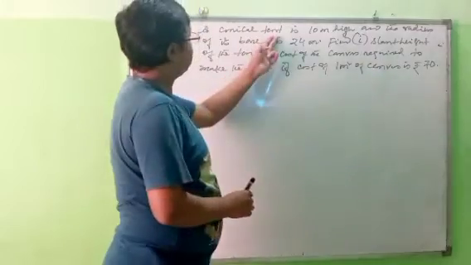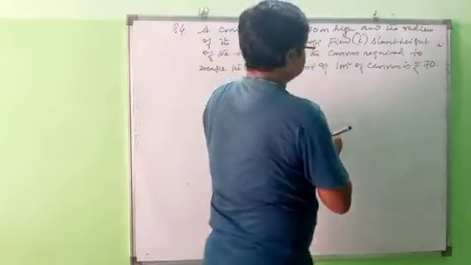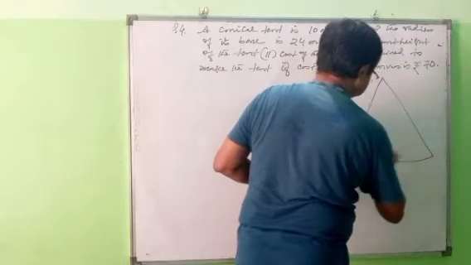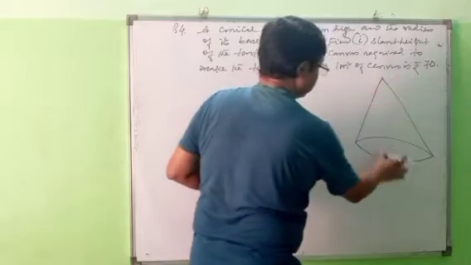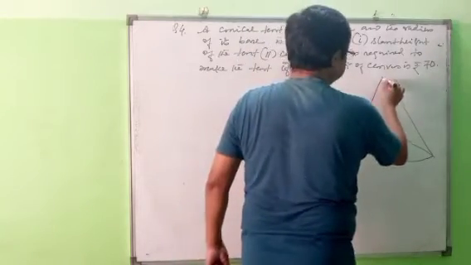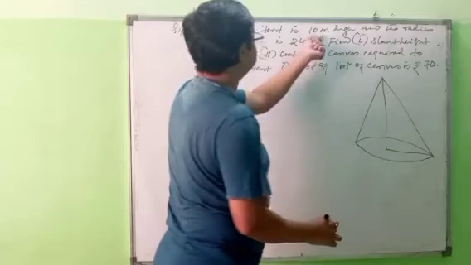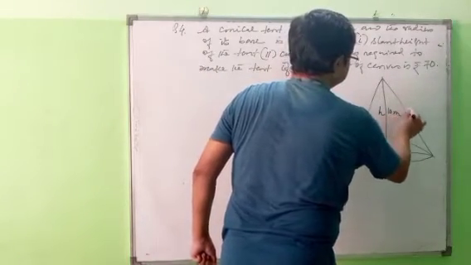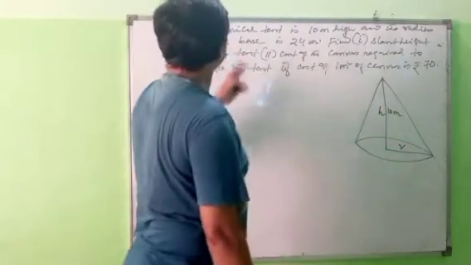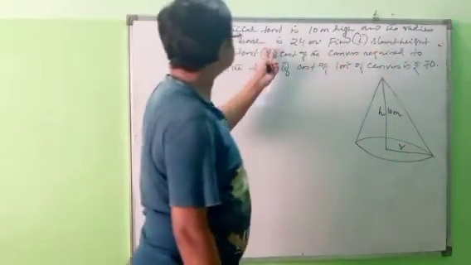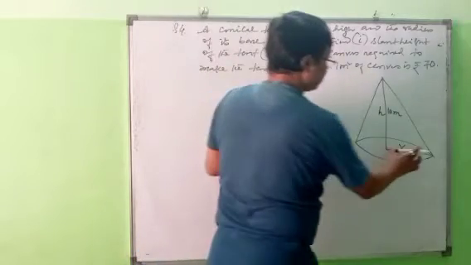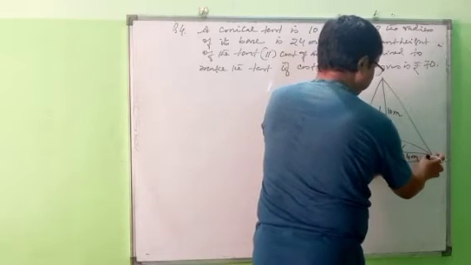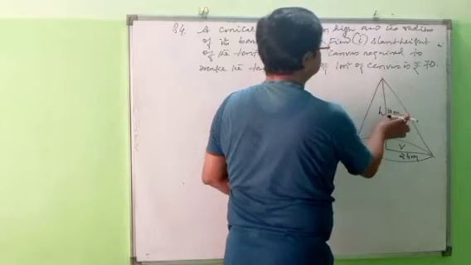A conical tent is 10 meter high. Supposing this is a conical tent, just to assume it, the base is a circle. So this is a conical tent, and here the conical tent is 10 meter high. That means here the height is 10 meter. Then the radius of its base is 24 meter. Base radius is 24 meter. This is the height 10 meter.